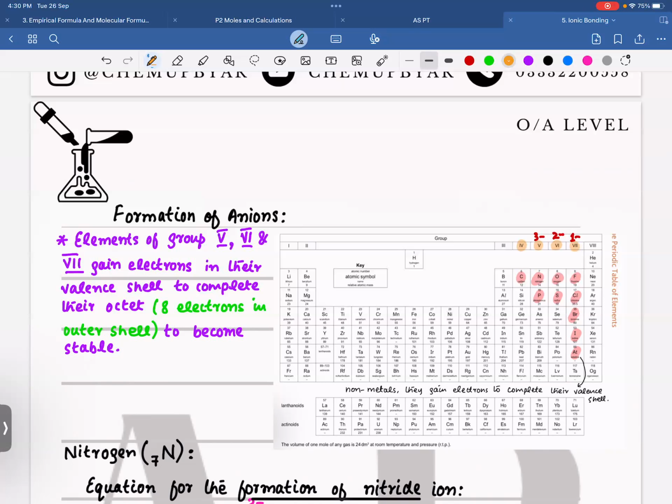Done? Khatija, are you also done? Yes, sir. Okay, now have a look at nitrogen. Nitrogen has 7 electrons in total, as its atomic number is 7. And if you see, nitrogen is over here in group number 5.